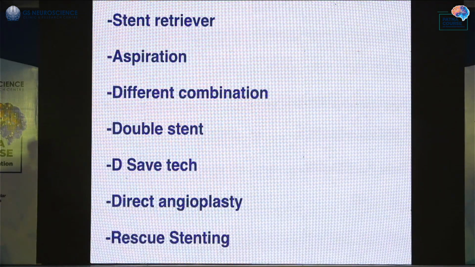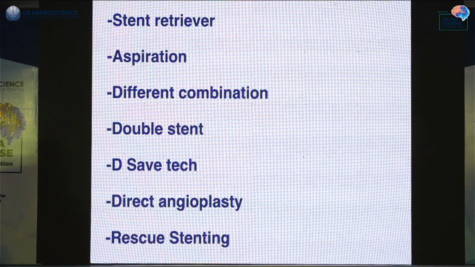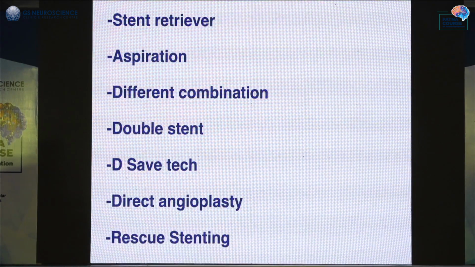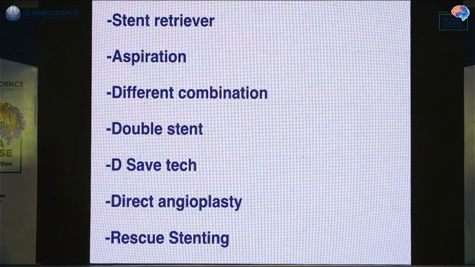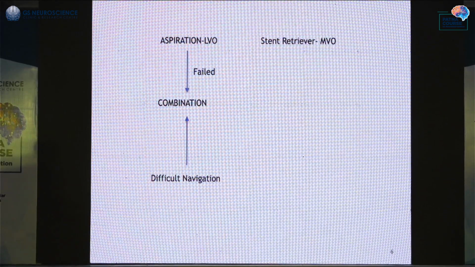Now we have lots of options available: different stents, different aspiration catheters, different combination techniques, double stent with aspiration. Then sometimes we need to do angioplasty directly if we know the patient has significant stenosis. And then sometimes even angioplasty is not sufficient, and we have to place a stent. So these are the methods which we are using these days to open up the blood vessels.